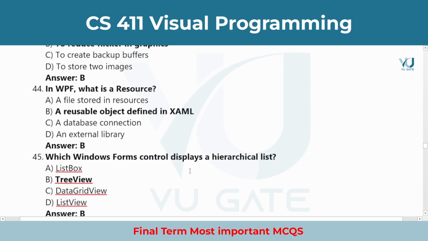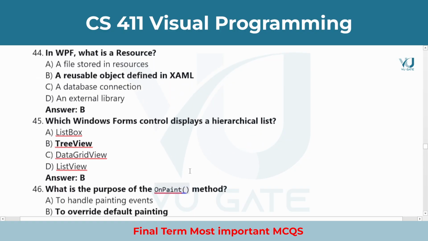Question 44. In WPF, what is a resource? The correct answer is option B, a reusable object defined in XAML. Question 45. Which Windows Forms control displays a hierarchical list? The correct answer is option B, TreeView.